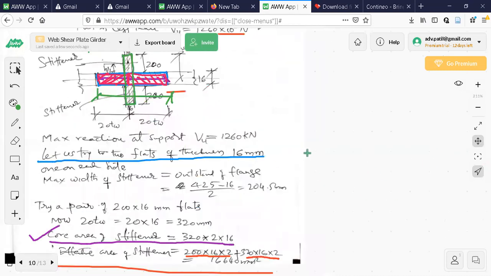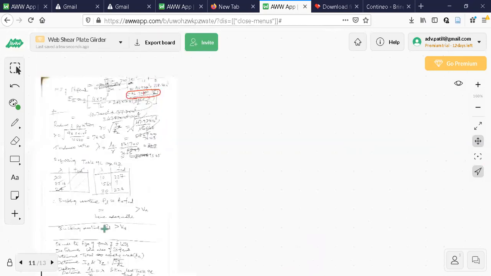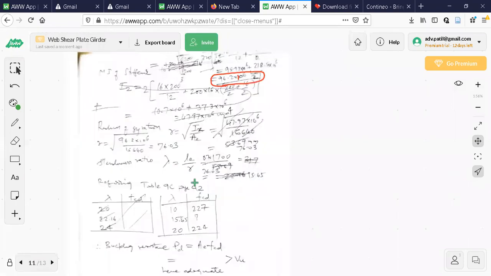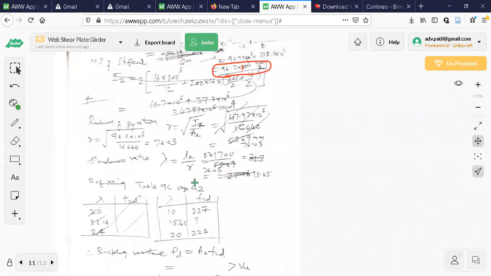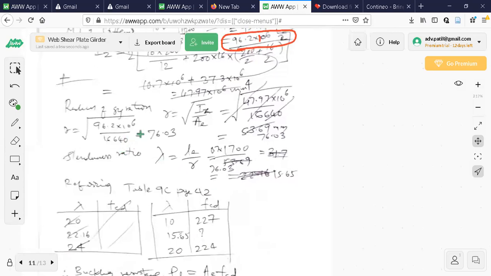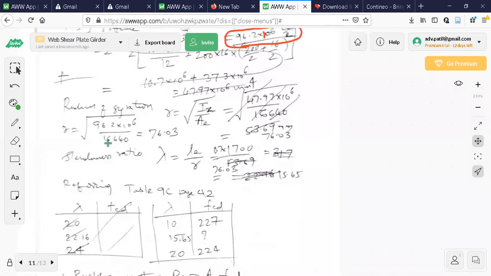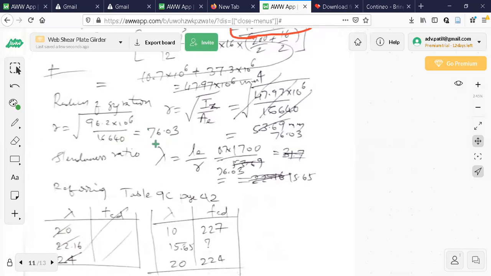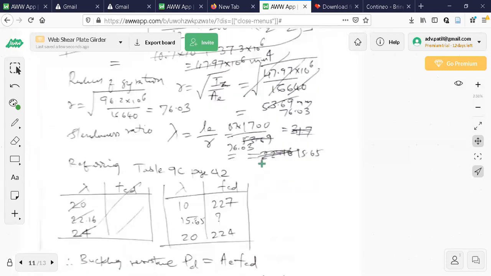So next is, now you can see, this is just designed as an imaginary column. Now 96.2 into 10 raised to 6 divided by area, that's area of the plus, that's stiffener. That entire thing is stiffener now. Entire plus is stiffener. 76.03.